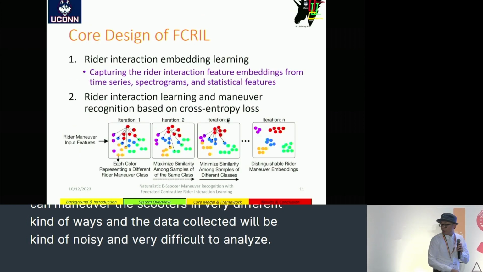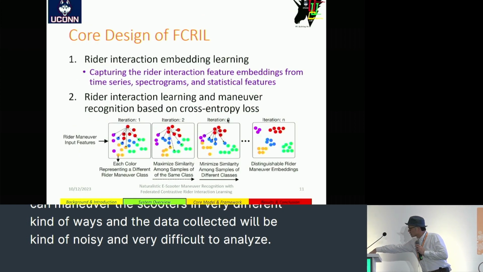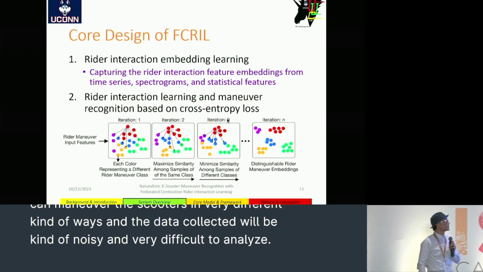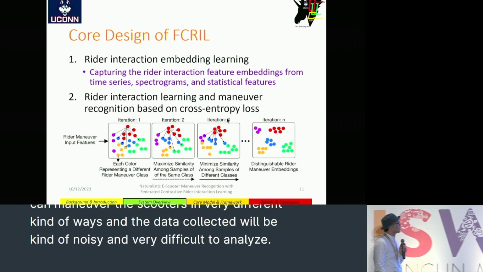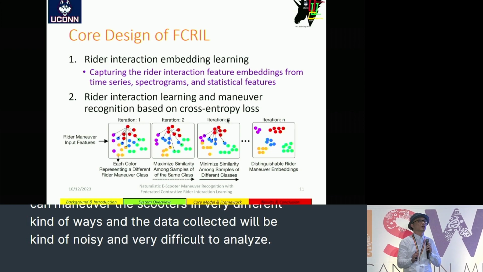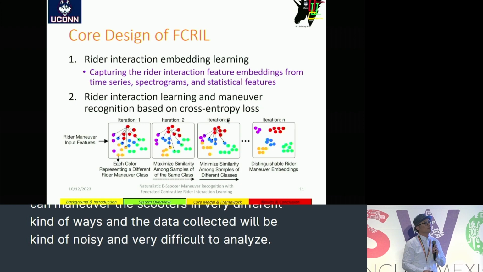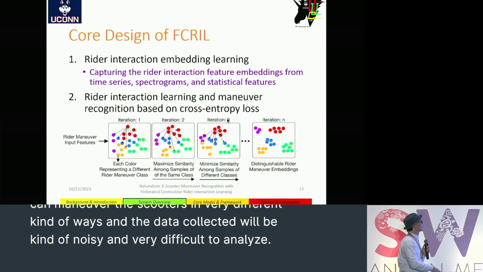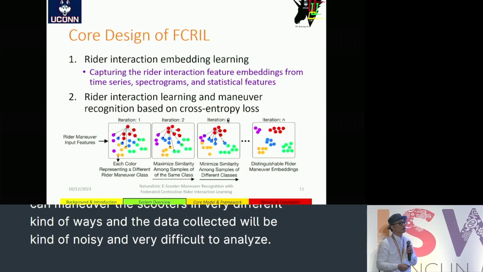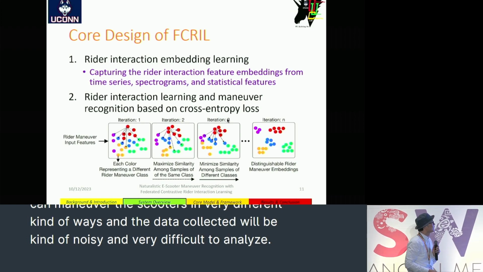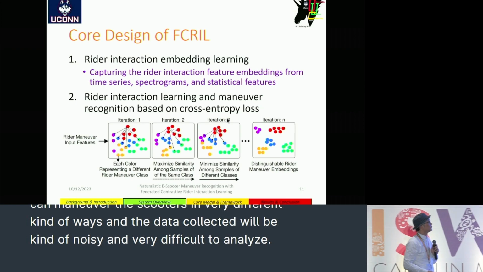So here I will just quickly go through the model designs. We developed contrastive learning to try to differentiate different classes, because the noisy measurements make it very difficult for us to discern them. So we use contrastive learning based on cross-entropy losses. It's an adaptive way to differentiate different classes and provide high accuracy.